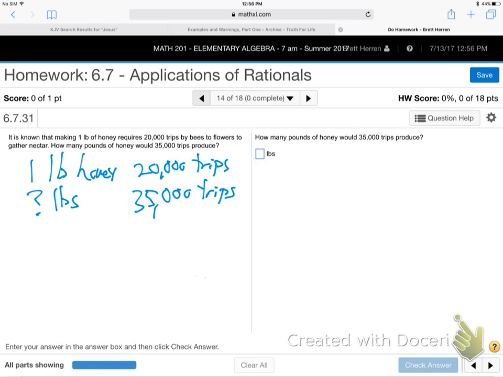Okay, so set that up. There's three numbers. The fourth one's an x. Just make sure you don't get anything upside down. Use your calculator. These are a lot easier than the travel problems. Okay, so 1 pound of honey, 20,000 trips, x pounds of honey, 35,000 trips. Good? Right? Just two equal fractions.